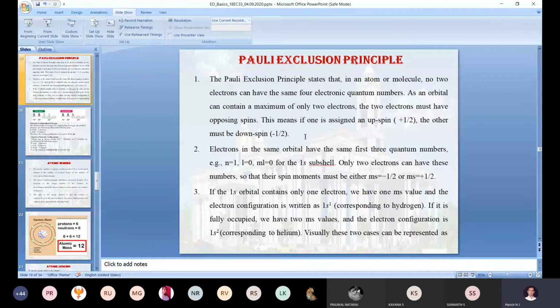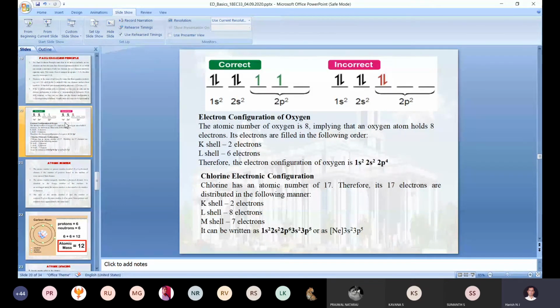This information we get from the Pauli exclusion principle. As per the Pauli exclusion principle, this is how we write the electronic configuration, shown diagrammatically here. For oxygen, the atomic number is 8, so electrons are distributed as K shell 2 electrons, L shell 6 electrons. The configuration is 1s2, 2s2, 2p4.